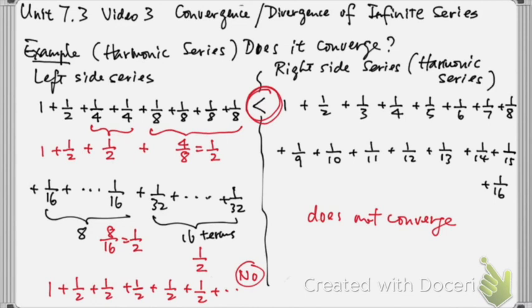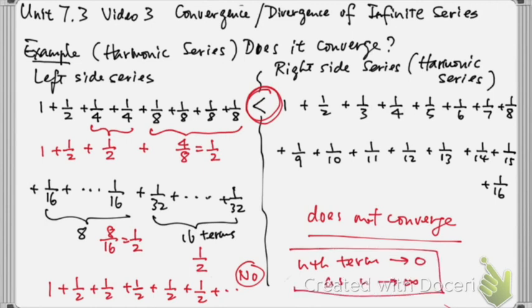The reason why I brought this up is the fact that when the nth term approaches 0 as n approaches infinity, that is in and of itself not sufficient to guarantee convergence. The only way to guarantee convergence is if you can calculate the partial sum, and if you take the limit of the partial sum as n approaches infinity and it converges to a finite number, then you can conclude that it indeed converges.